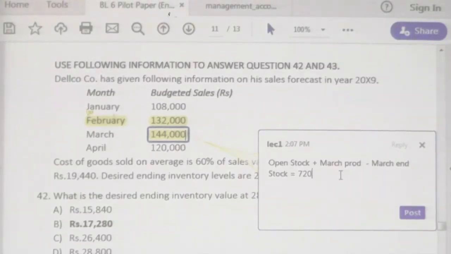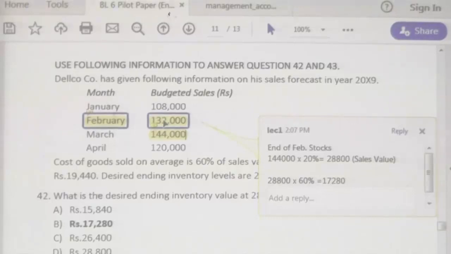144,000 divided by 200, 720 units. Now we need to calculate open stock and end stock. Open stock will be the February end, end stock will be the March end. How do we calculate end stock? Now, March open stock is the February end stock.